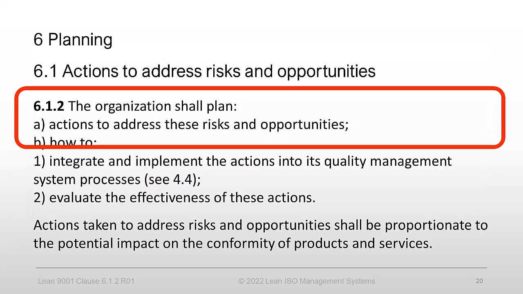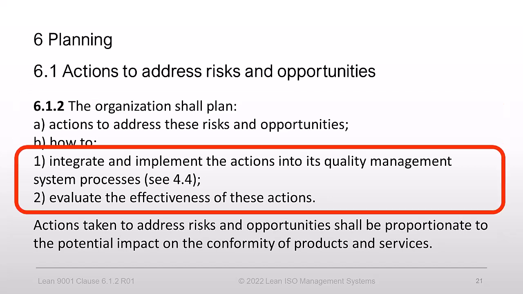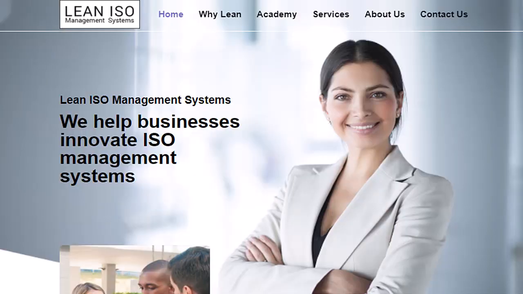So using this model, we address the first requirement of element 6.1.2, planning actions to address risks and opportunities. In the following video, we will talk about how to integrate actions into our QMS and how to evaluate the effectiveness of these actions. This is all for today, folks.